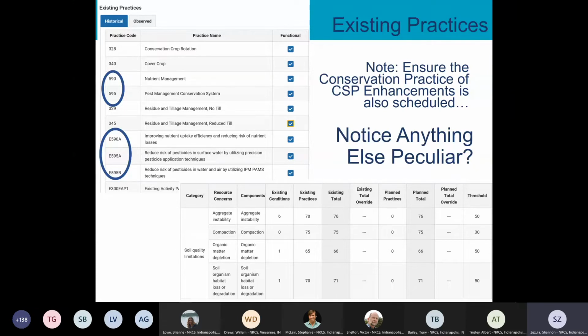But again, you have to enter the data, see what it spits out, and see where those differences are, and then try to figure out why that is. Use your planning skills, figure that out, and have those conversations with the farmers. Okay.